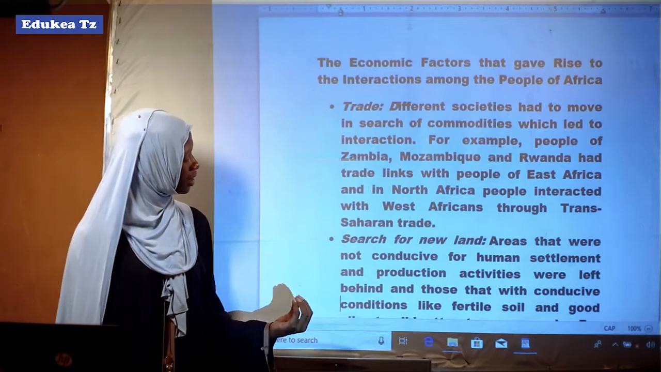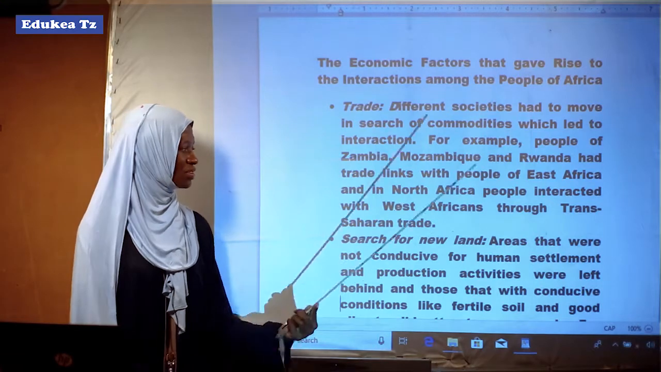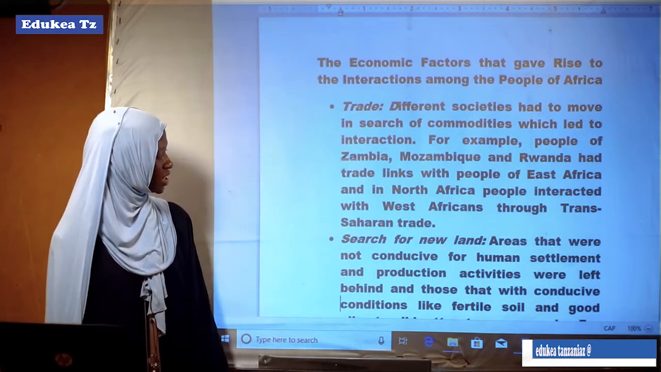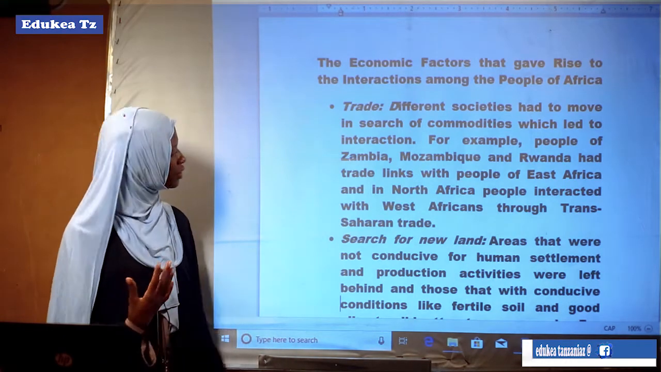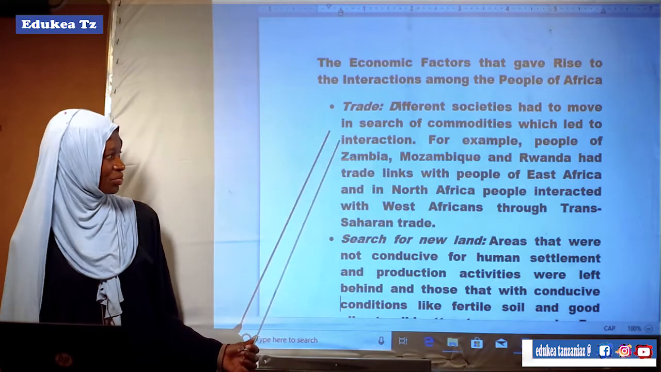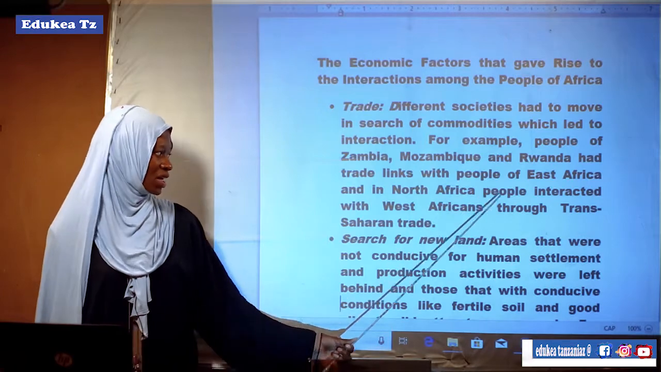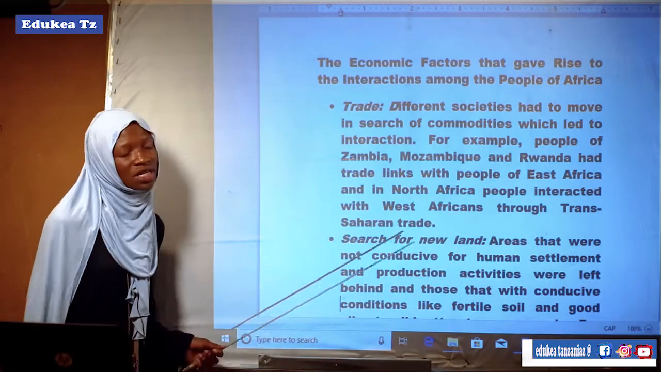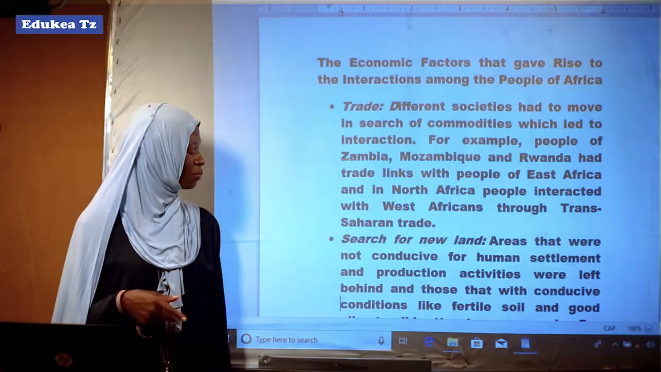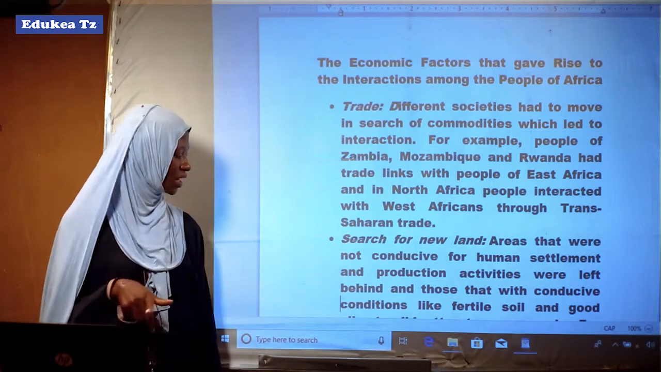Before the coming of colonialism, the Africans had their own trade. The commonly known trade was trans-Saharan trade and transatlantic trade. So this made them interact. The businessmen, maybe from Zambia, Mozambique, and Rwanda, had trade links with people of East Africa. Also, the people of North Africa interacted with West Africa through the trans-Saharan trade. So, trade was one of the factors which made African people interact with one another.